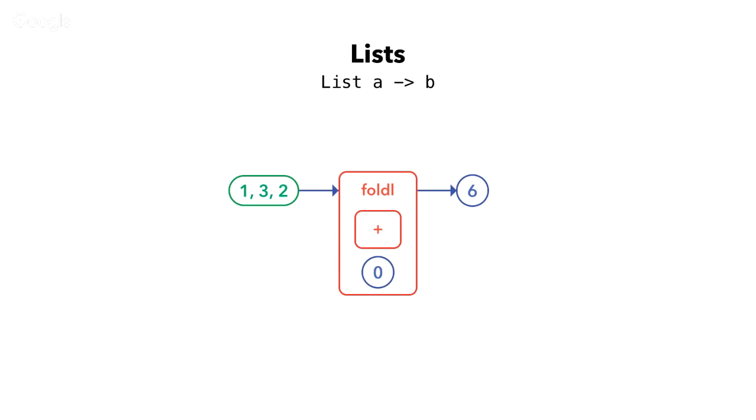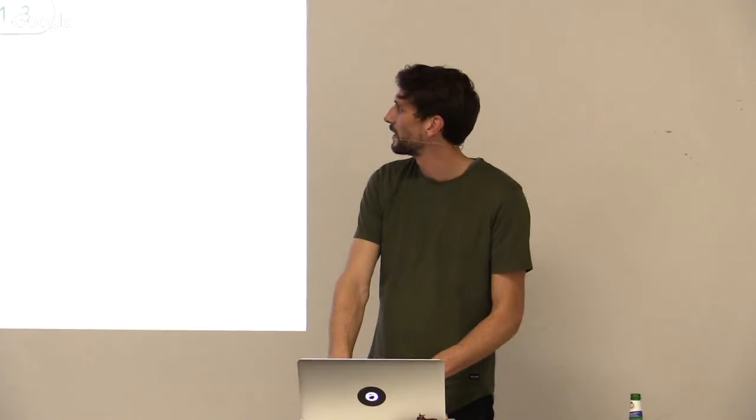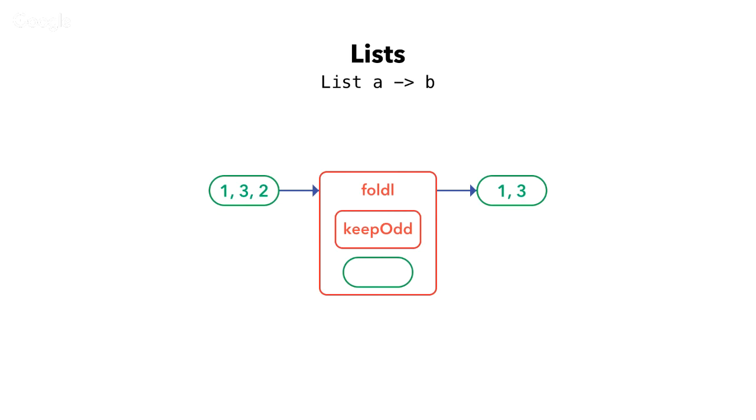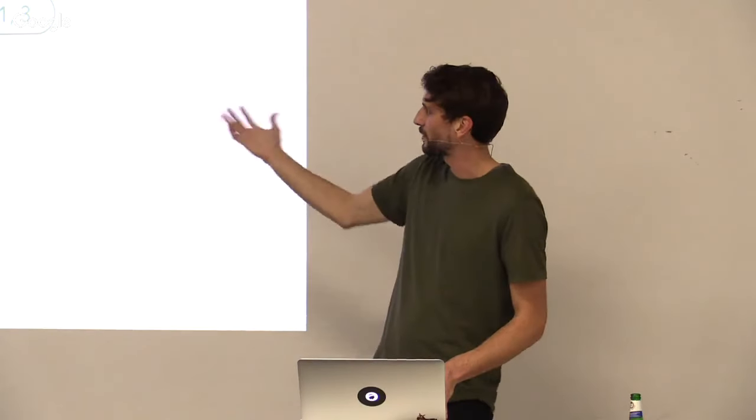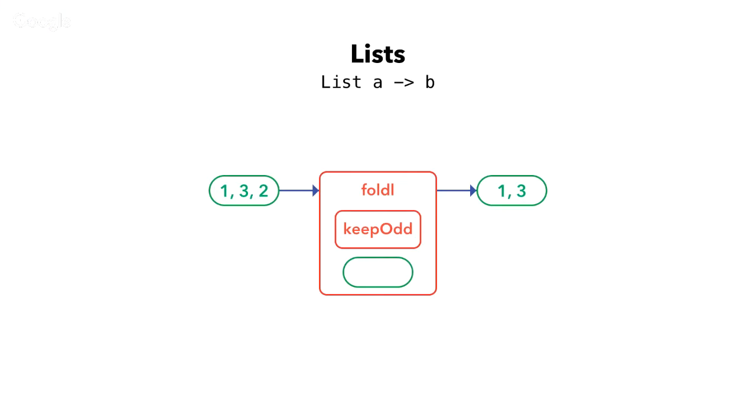What's interesting about foldables is that we can feed in one type and we can get out another. In this case, we give it a list of numbers and we get back out a number. Another thing that we can do with foldables is filtering. In this example, we're going to just keep the odd numbers. For the 1, 3, 2, we're going to get rid of the 2 because it's not odd, and we're going to get back 1, 3. So you can maintain the same type, but end up with a collection which has fewer items in it, or even no items in it.